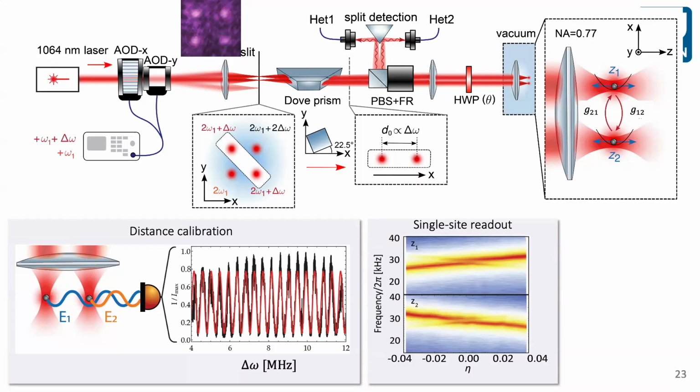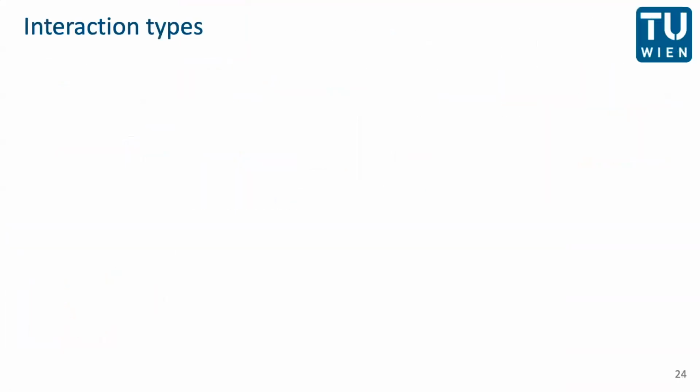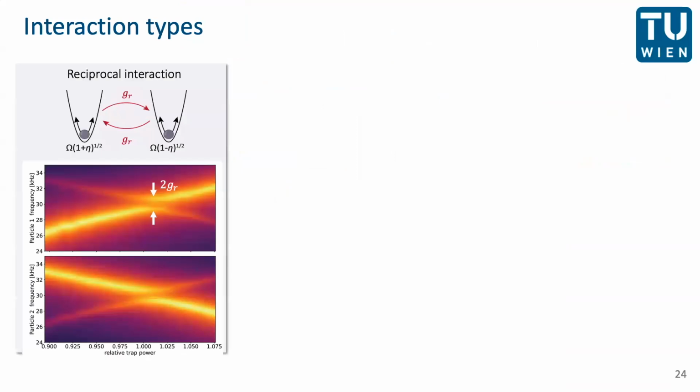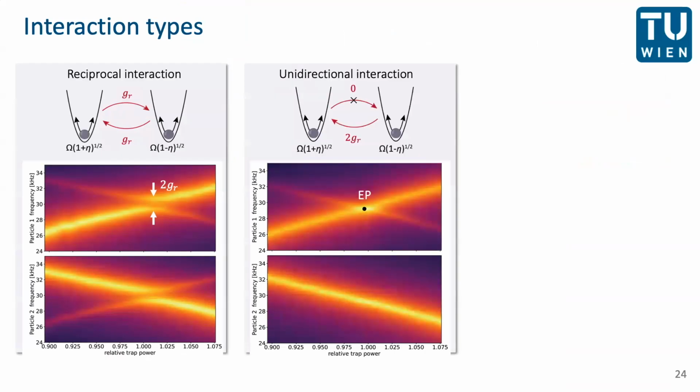So we can see, at point 0 here, where it's the same optomechanical frequencies, you would have exactly 50-50 separation of modes. And you can probe all sorts of interaction types. You can have reciprocal interaction, as I just showed you. You can have unidirectional interactions, where particle 2 drives particle 1, but nothing in the opposite direction.